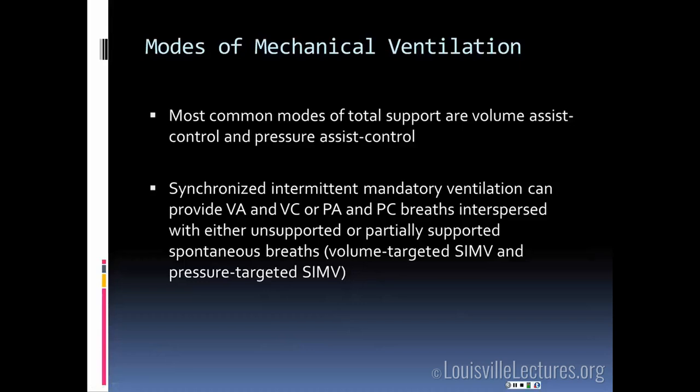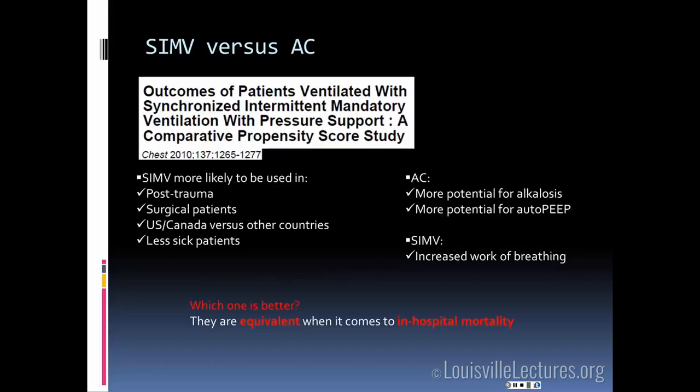So the most common mode of total support is volume assist control or pressure assist control. SIMV is used as well. The problem with SIMV is that it leads to increased work of breathing. In the medical ICU, our patients are very sick, so we tend to avoid SIMV. This was a study that compared assist control with SIMV, and again, it found that assist control tends to lead to more alkalosis and auto-PEEP. SIMV increases the work of breathing.